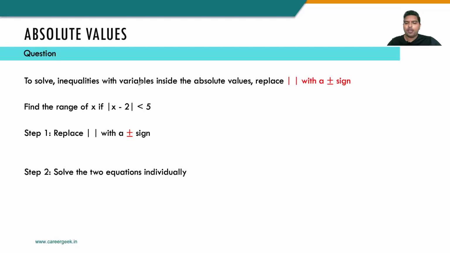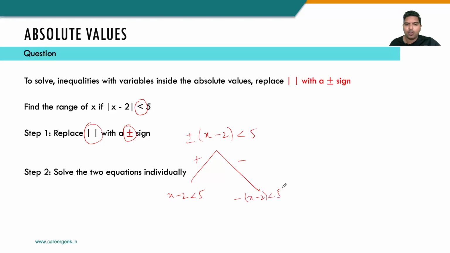Now, what if instead of an equal to sign, you have an inequality? So this is a combination of modulus or absolute values and inequalities. Good news, nothing changes. Do exactly the same thing, right? You replace mod with a plus minus sign and take two cases, plus and minus. Nothing changes in positive, so we'll solve this first. 2 goes to the other side, becomes 7.